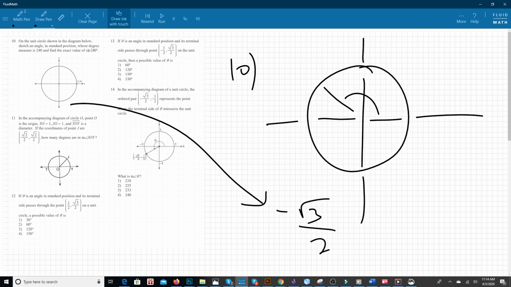Next one says 11. In the accompanying diagram of circle O, point O is the origin. YO equals 1, JO equals 1, TOY is a diameter. If the coordinates of point J are radical 2 over 2 and radical 2 over 2, how many degrees are in the measure of angle JOY?